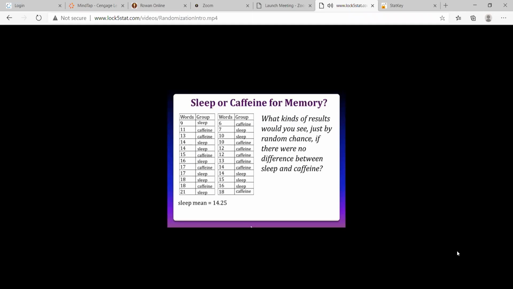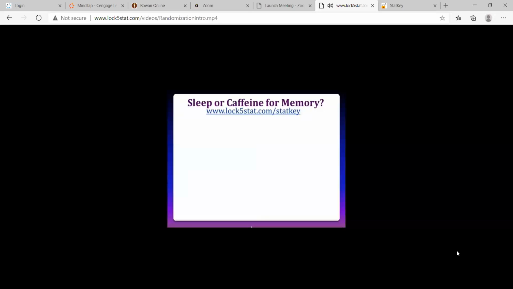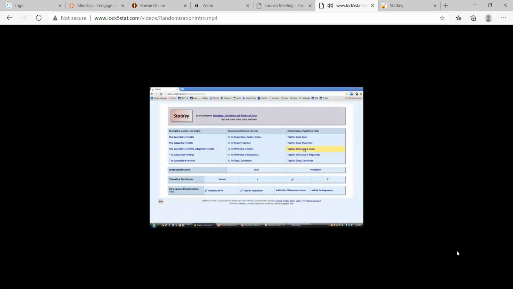In this particular randomization, our sleep mean is 14.25 and our caffeine mean is 13.25, so we have a difference in means of 1. Ideally, we'd like to do this many times, so again, we're going to turn to technology. We're going to go to a test for difference in means.